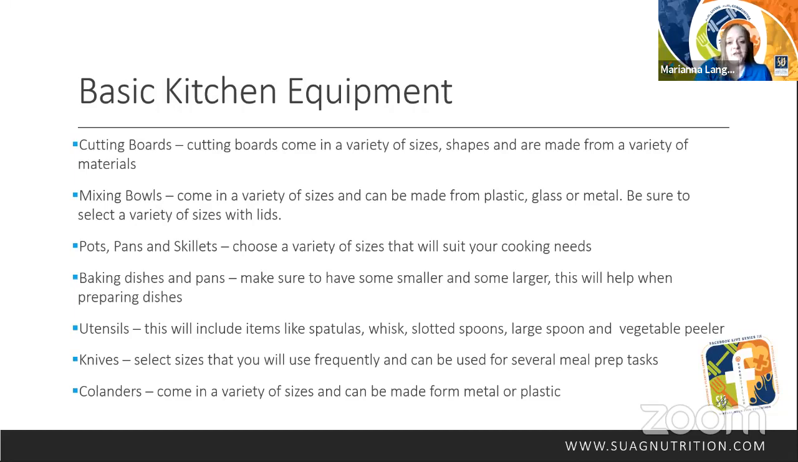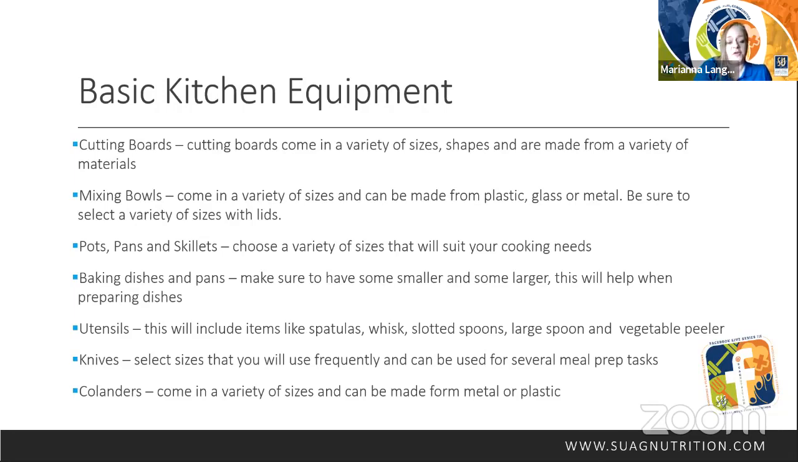Baking dishes and pans. Make sure to have some smaller and some larger. This is going to help when you start preparing those dishes because some recipes call for specific size such as an 8-inch square or a 13 by 9. Remember to think about what you make a lot of before you purchase those.